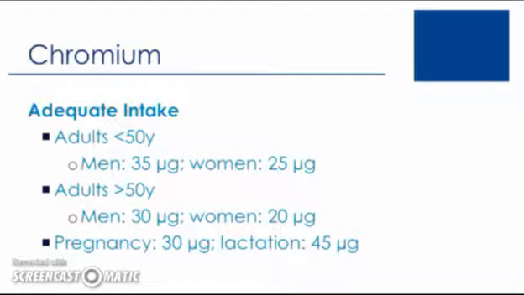We see the AI level for chromium for adults less than 50. It's 35 micrograms per day in men and 25 micrograms per day in women. The AI level changes for those older than 50, so in men it's slightly lower, and women also it's slightly lower at 30 micrograms and 20 micrograms per day. In pregnancy, we see it's slightly higher. For women, it's 30 micrograms per day. In lactation, it's 45 micrograms per day.